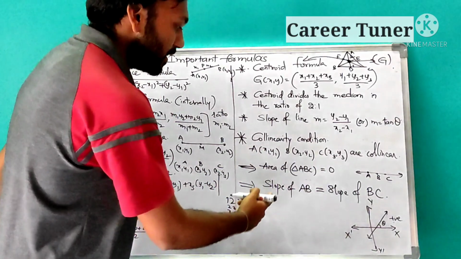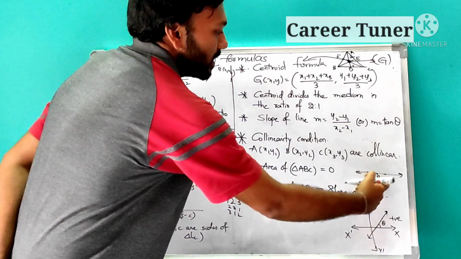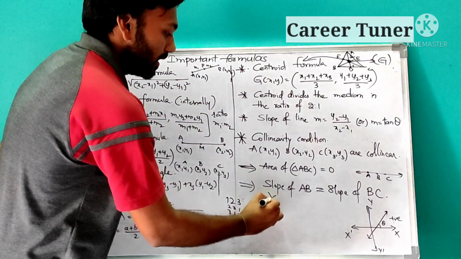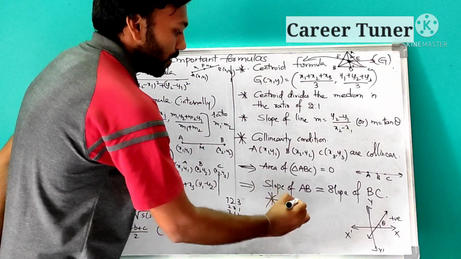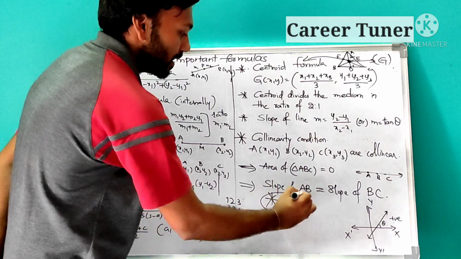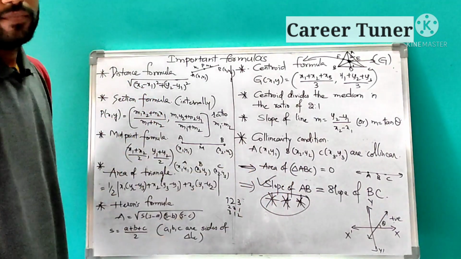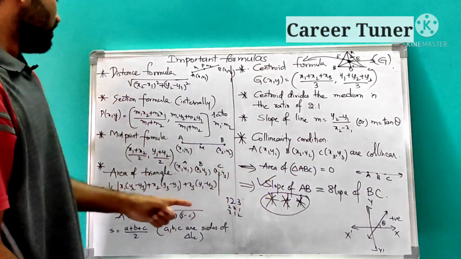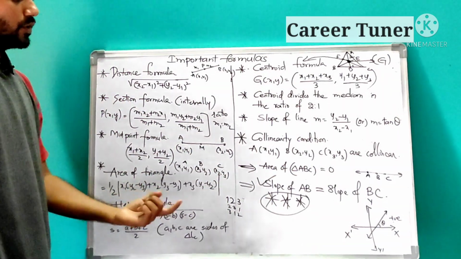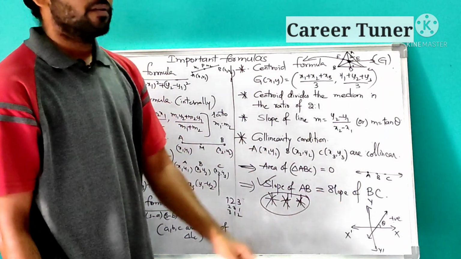Or else the easy route is nothing but slope of AB is equal to slope of BC. Mostly we will prefer this condition only. We use only this condition, not the other one. In solving competitive exams, if you use the area formula, it takes a lot of time. So that's why we will be using slope of AB is equal to slope of BC.